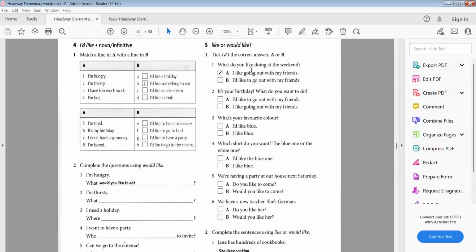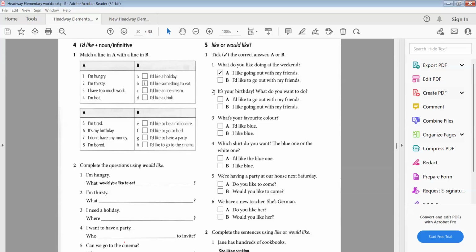Yes, Said. Because he isn't asking about what do you want to do. He's actually asking about your preference. Yes, exactly. So he's asking about, in general, what you like to do in the weekend. What do you do usually in the weekend? He's not asking about at this moment, what you'd like to do.